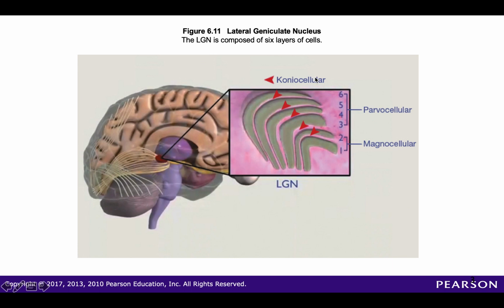We have another layer here as well called coniocellular. Coniocellular also is information from the parvocellular retinal ganglion cells, and it's sort of in between these parvocellular layers and in between the magnocellular layers. The coniocellular layers are important particularly in color sensitivity and in shape and form discrimination.